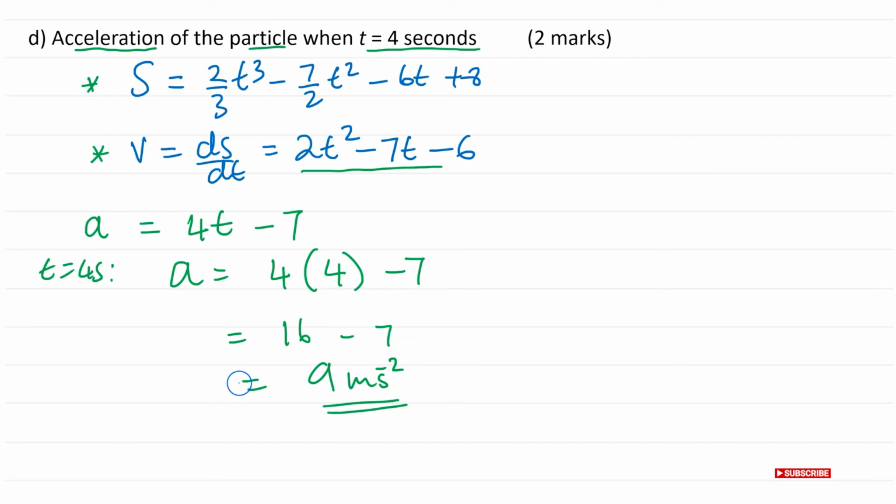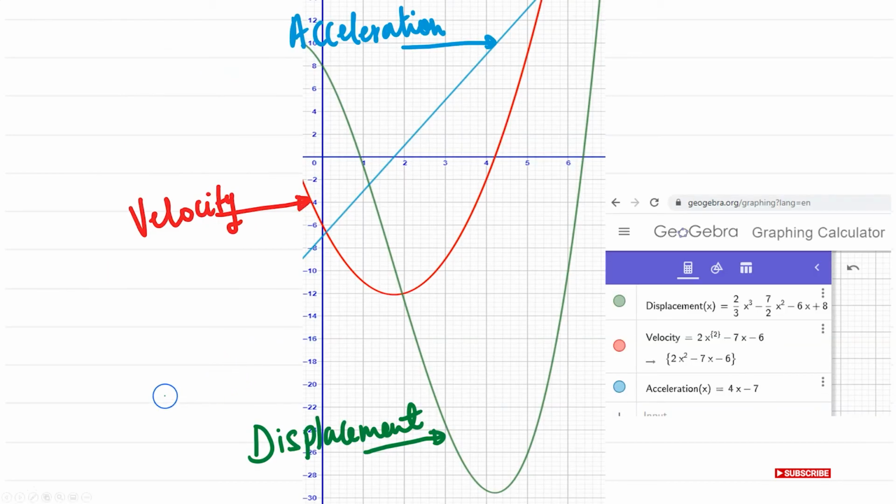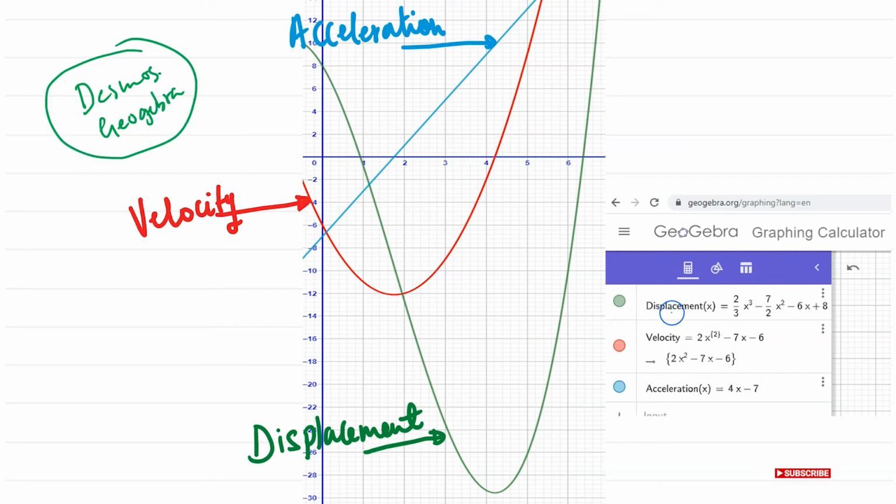Now let me show you how everything ties in together on the graph, guys. All right, guys, first of all, you can go to Desmos or GeoGebra to draw your graphs. All you have to do, you go in and you type in these functions that you have. The first one is given, and then you differentiate one, you get that one, and for acceleration is this one. Now what I have done is got in and drew all the graphs, and you can see exactly what happened, how it ties in.